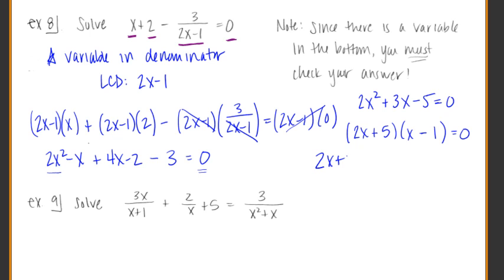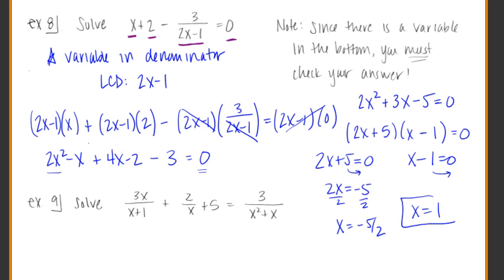Okay, so 2x plus 5 equals 0, and x minus 1 equals 0. Move that 5 over, and 2x is now negative 5, or x is negative 5 halves. Moving that 1 over, x is equal to 1. So here are my two potential solutions.